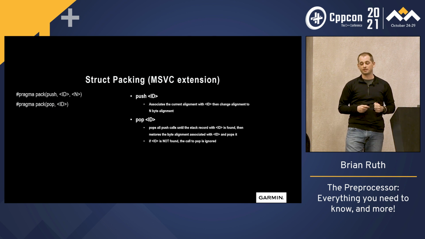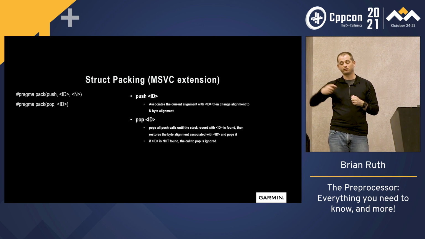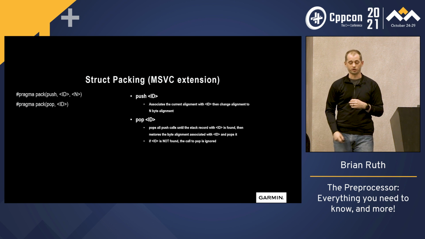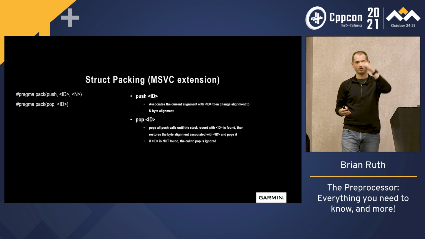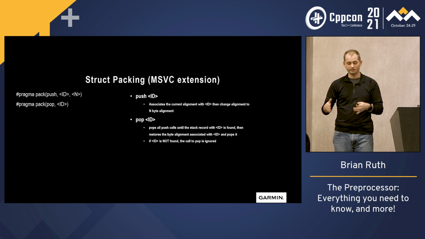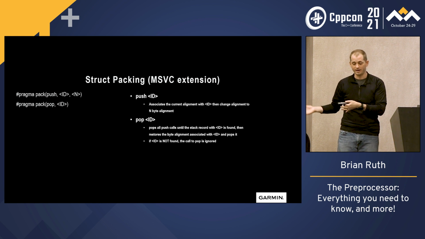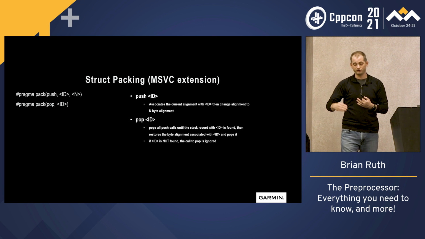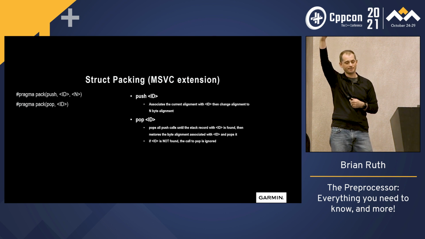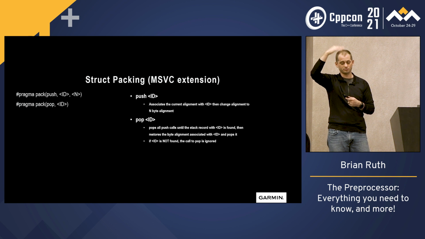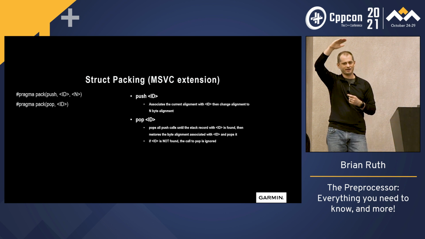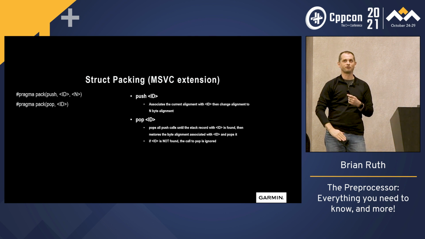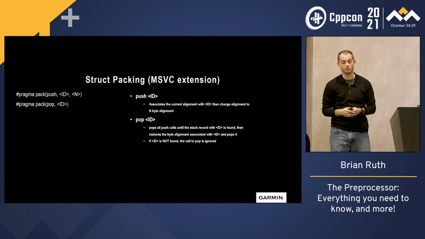MSVC has an extension to this. This extension allows you to associate an ID with what you're pushing. So you can push and pop and be a little bit more complicated as to what you want to push and pop. It's going to associate an ID with your current push or the current alignment. And then when you go to pop it, it's going to pop everything up until that ID. So you can do multiple pushes, and then pop, and it goes all the way up the stack. But the weird thing about it is that if it doesn't find the ID in the stack, it actually doesn't do anything. You would think it would just pop all the way to the top, but it doesn't. It just doesn't do anything.